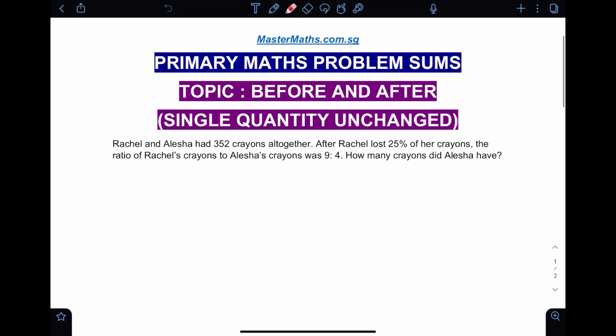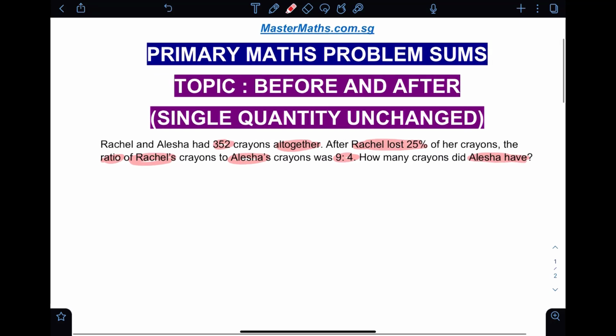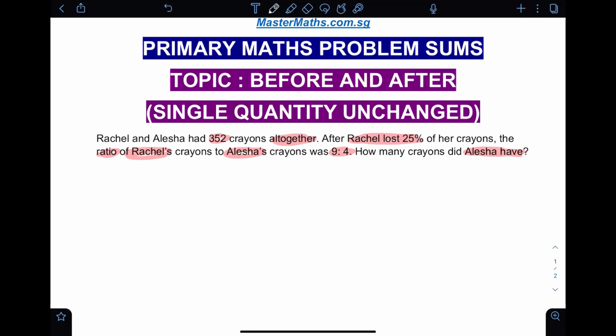Rachel and Alicia had 352 crayons altogether. After Rachel lost 25% of her crayons, the ratio of Rachel's crayons to Alicia's crayons was 9:4. How many crayons did Alicia have? Alright, so altogether I know they have 352 at first.